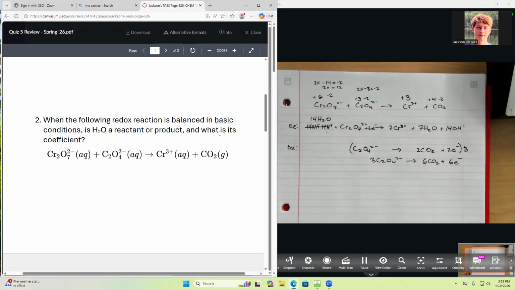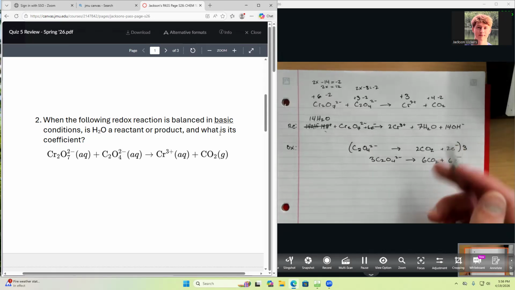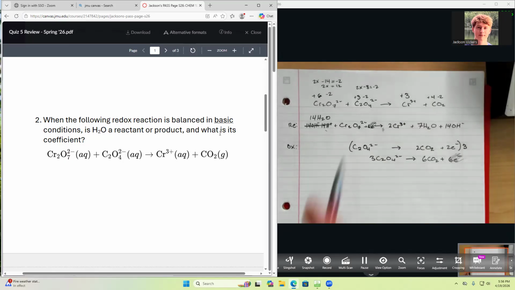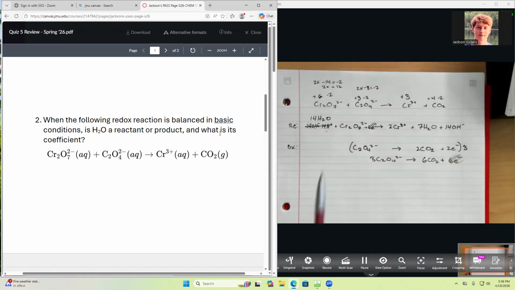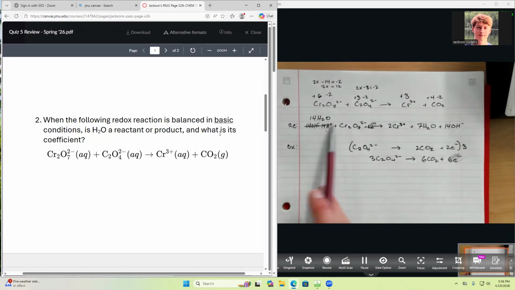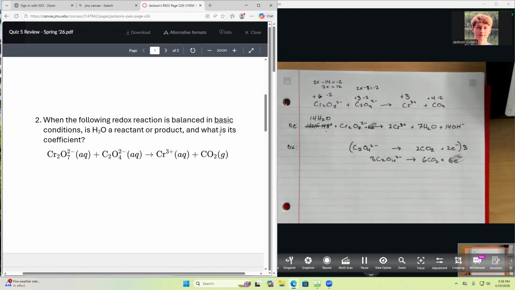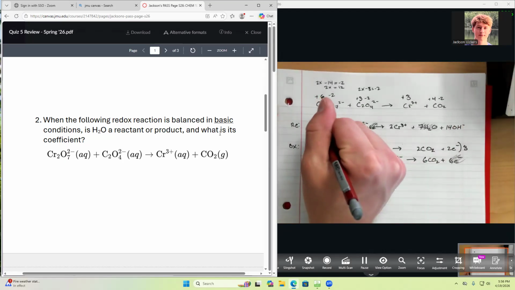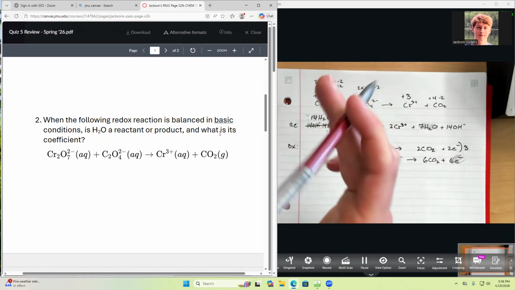So now we can start doing our canceling. We have 6 electrons here and 6 electrons here. That's good. We need those to be canceled out. Water, we have 14 waters here and 7 waters here. So what can we do there? Get rid of them on the product. Yep. So we'll get rid of all 7 of these. And this will turn into 7.